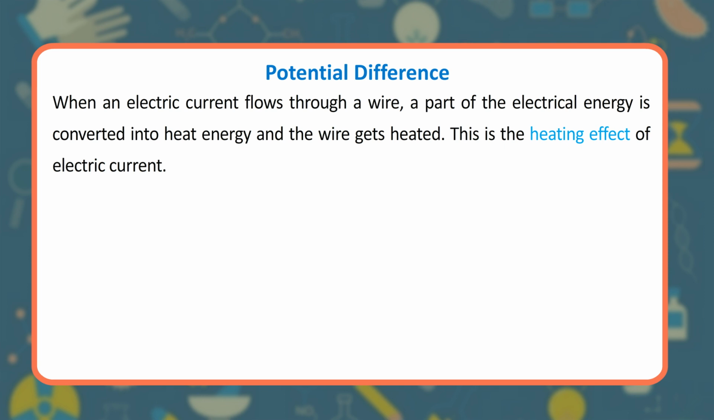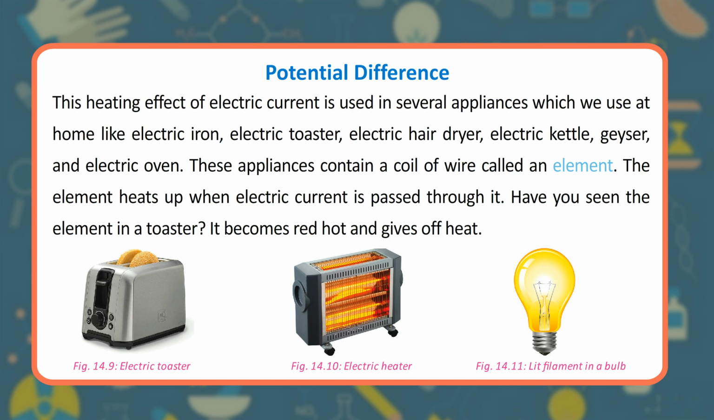When an electric current flows through a wire, a part of the electrical energy is converted into heat energy and the wire gets heated. This is the heating effect of electric current. This heating effect of electric current is used in several appliances which we use at home, like electric iron, electric toaster, electric hair dryer, electric kettle, geyser, and electric oven. These appliances contain a coil of wire called an element. The element heats up when electric current is passed through it. Have you seen the element in a toaster? It becomes red hot and gives off heat.